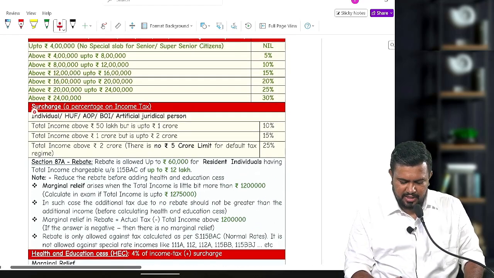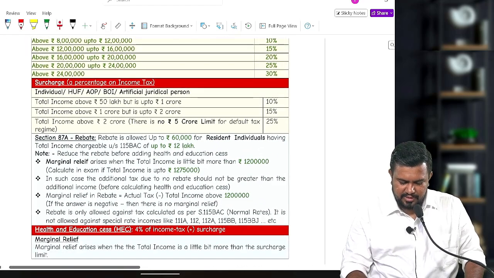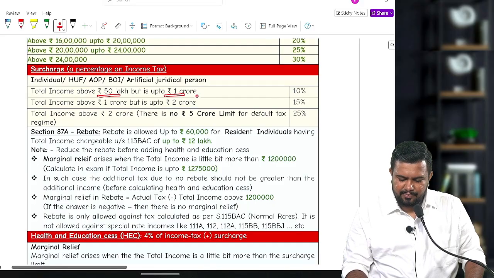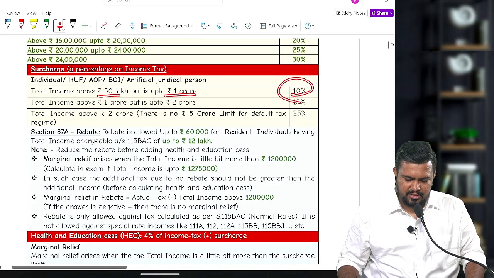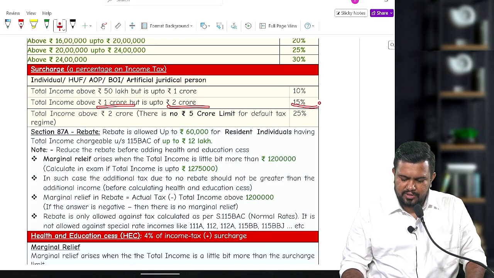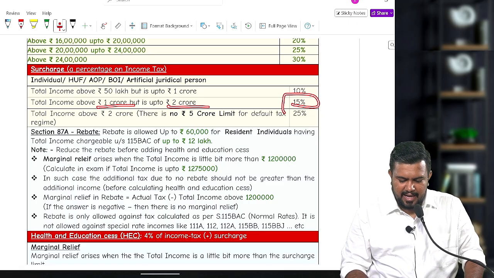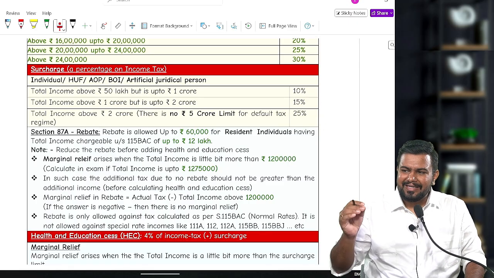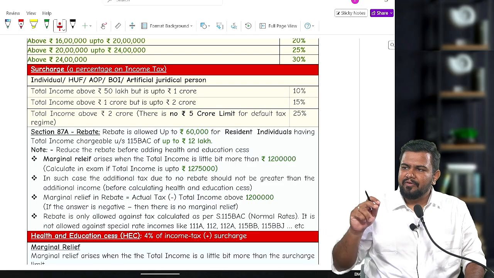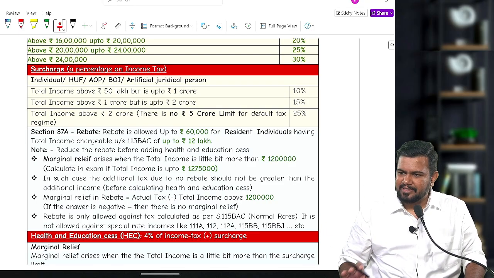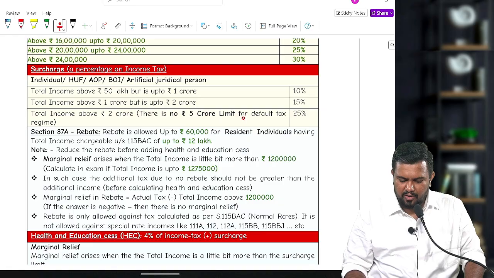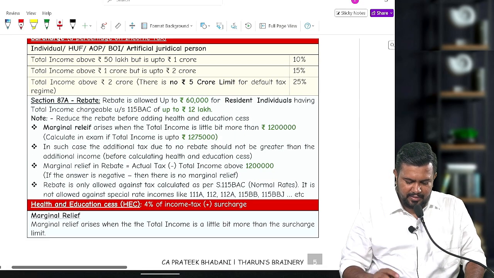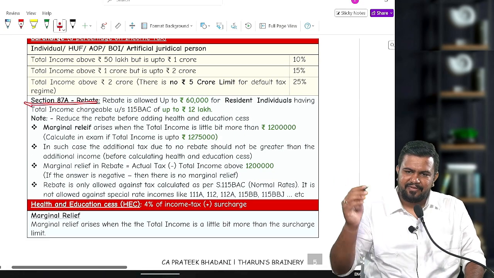Then coming to surcharge. Surcharge also: above 50 lakhs up to 1 crore, 10% surcharge. Above 1 crore up to 2 crores, 15% surcharge. And above 2 crores, 25% surcharge. So there is no 37% concept in 115BAC. In the new tax regime 37% is not there. Only 25% is there.